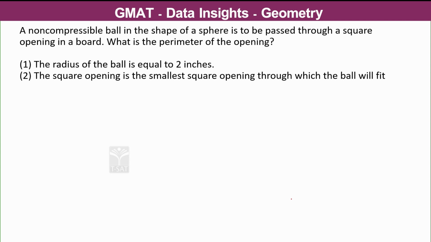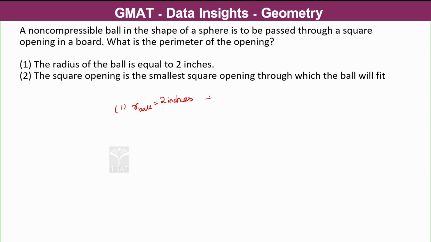A non-compressible ball in the shape of a sphere is to be passed through a square opening in a board. What is the perimeter of the opening? Okay, they are telling us there is a ball that is non-compressible and it needs to be passed through a square opening in the board. So, what is the perimeter of the opening? The first statement tells us that the radius of the ball is equal to 2 inches. Okay, they are telling us that it is equal to 2 inches, but they are not commenting anything on the size of the opening, that is the size of the square, because it can be much larger than the radius or the diameter of the ball to let the ball be passed through.